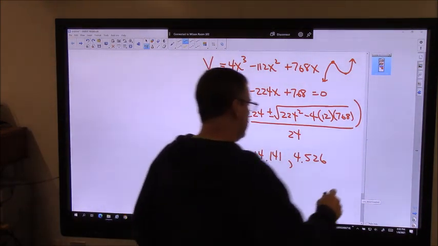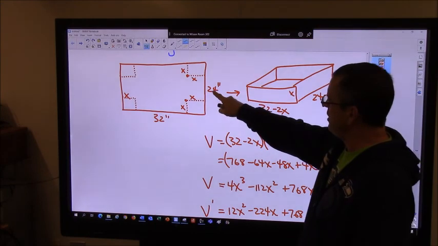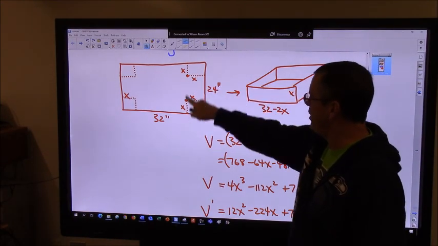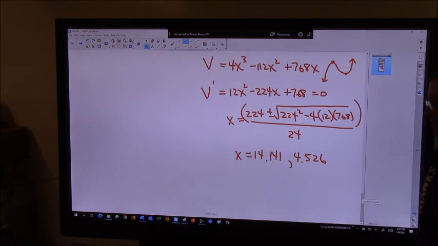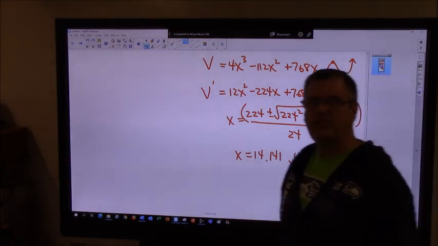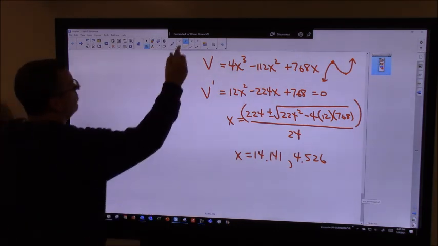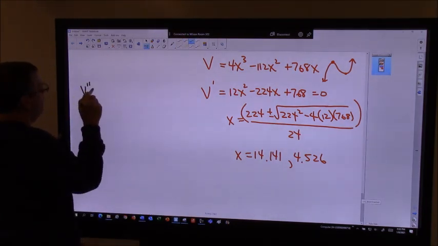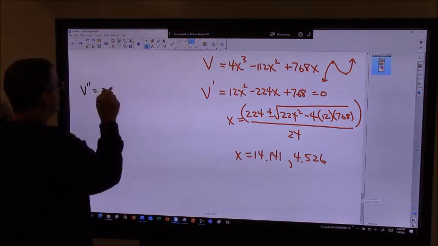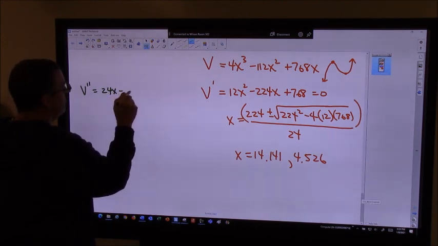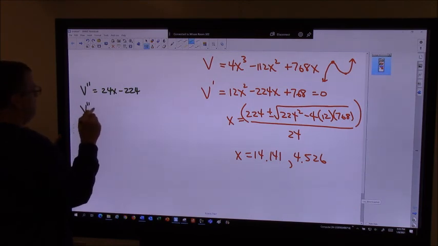Now on top of that, I don't even think I could cut away 14. See, the largest amount you can cut away from each side is half of this, which would be 12 and 12. You can't cut 14 inches away from each side. So I feel like I already know what the answer is, but I have to justify it with calculus. Okay? So I'm going to go over here and say v double prime is, if I take the derivative of this, I get 24x minus 224.